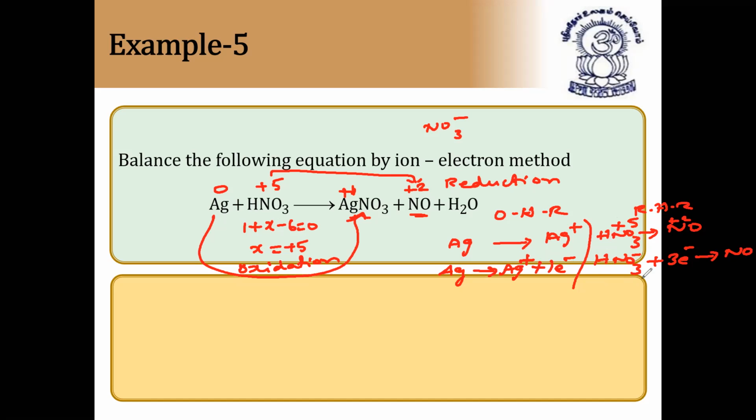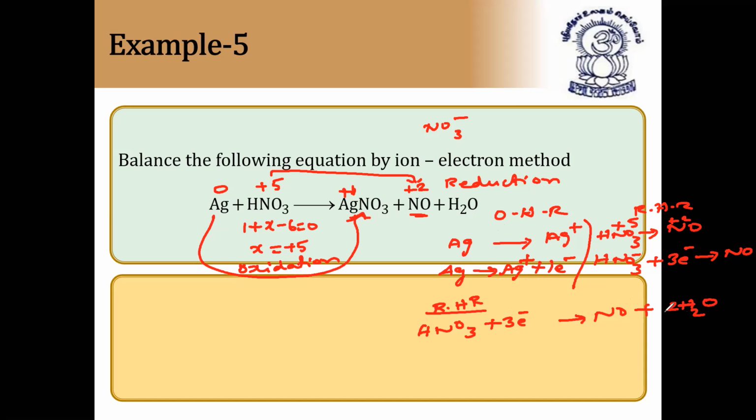Now we'll write water molecules. To the side deficit of oxygen atoms, add an equal number of water molecules. So this equation can be written as, please note it down. HNO3, this is RHR, reduction half reaction: HNO3 plus 3 electrons. Some gap you have to keep because you have to add H+ ions. So HNO3 plus 3 electrons gives NO, nitric oxide. Here how many oxygens? One oxygen, and here 3. So we have to add 2 water molecules. How many water molecules? 2 water molecules.